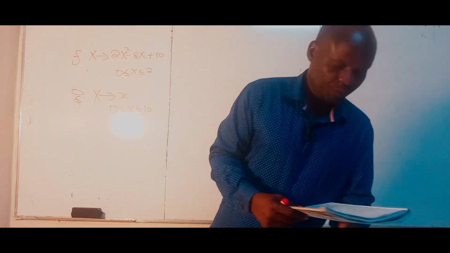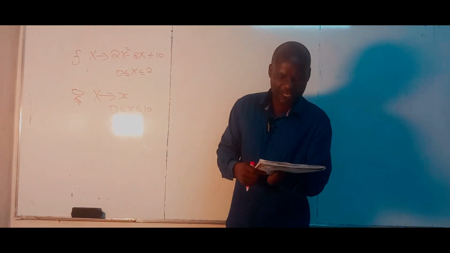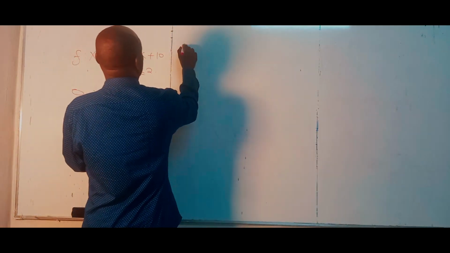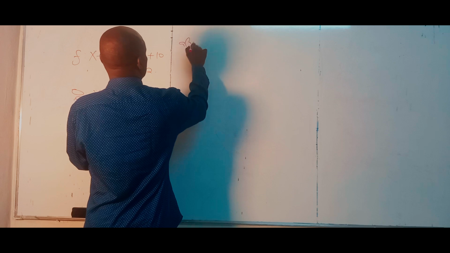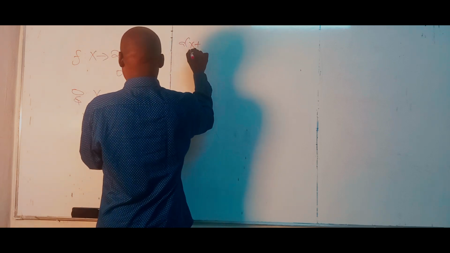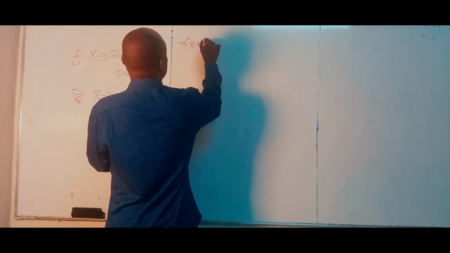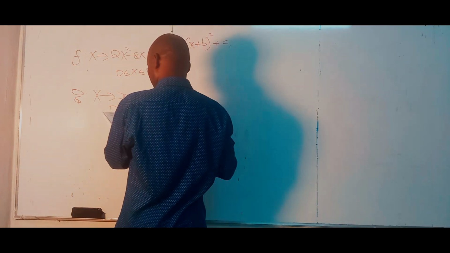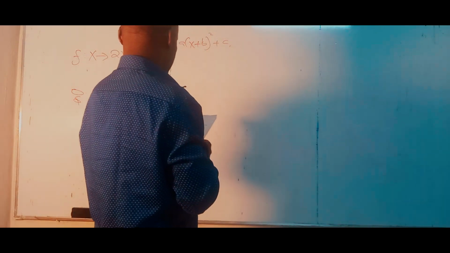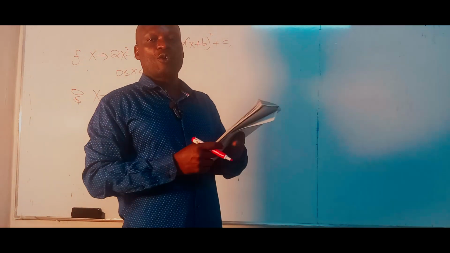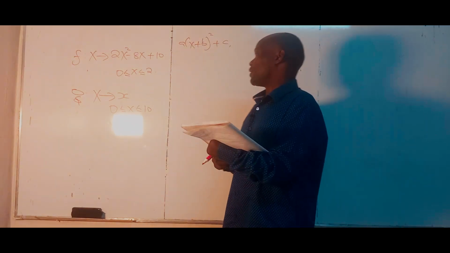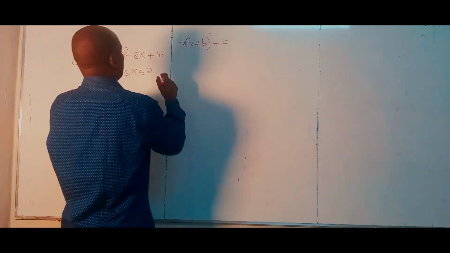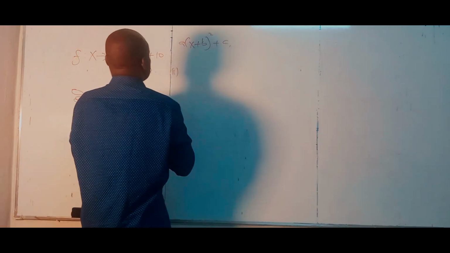Then we are told, express f of x in the form a into (x plus b) squared plus c, where a, b, and c are constants. Where a, b, and c are constants. And that is Roman 1. So this is how we go about it.